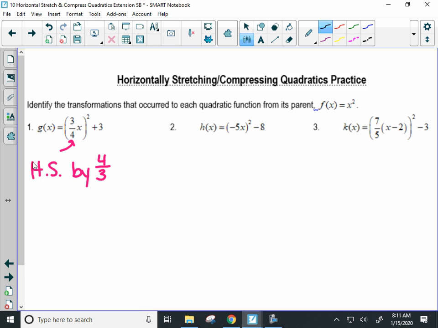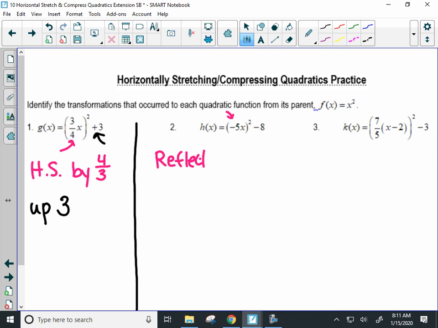Then there's only one other thing happening here. There's a +3 on the end. When it's outside the parentheses, that means you went up 3. All right, next problem. I'm going to start with a minus inside the parentheses, which means that your graph reflected over the y-axis.